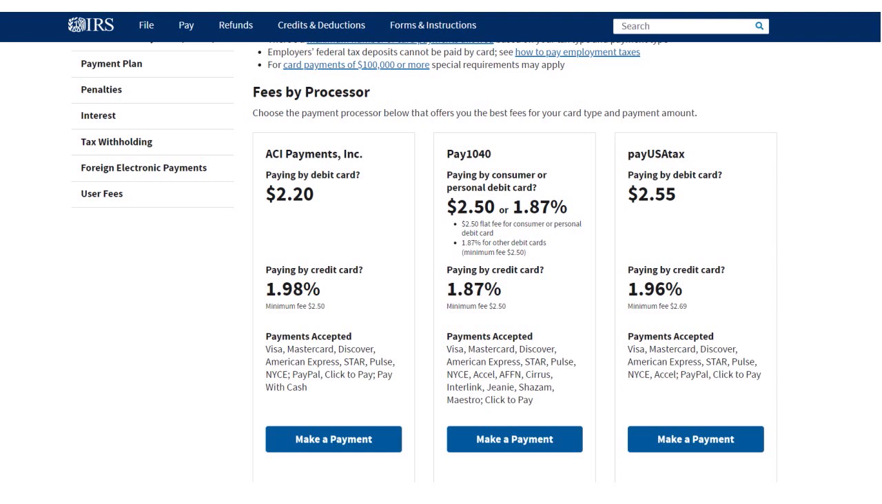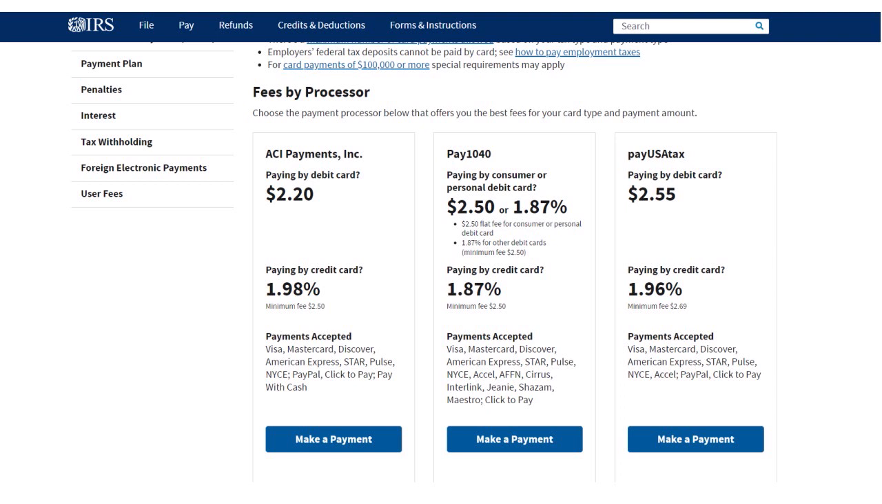Let's just quickly talk about the fees here. So for ACI payments, if you're paying by debit card, it's $2.20. If you're paying by credit card, it's 1.98%. The minimum fee is $2.50. And the payments accepted: Visa, MasterCard, Discover, American Express, Star, Plus, Nice, PayPal, Click to Pay, Pay with Cash.